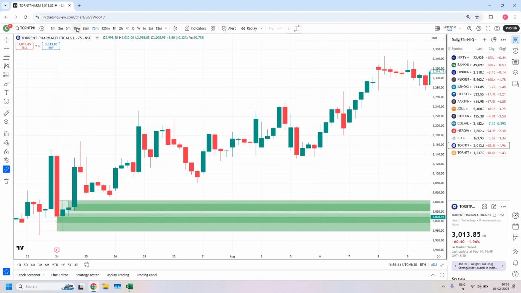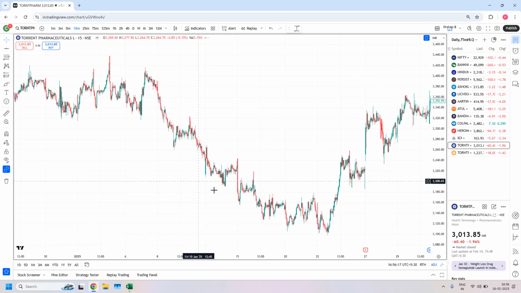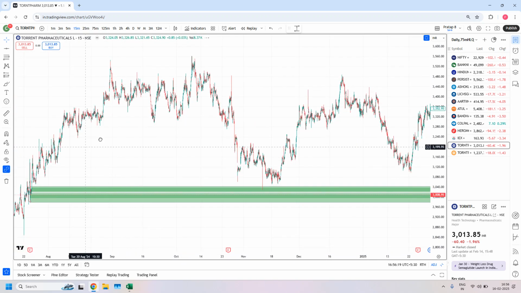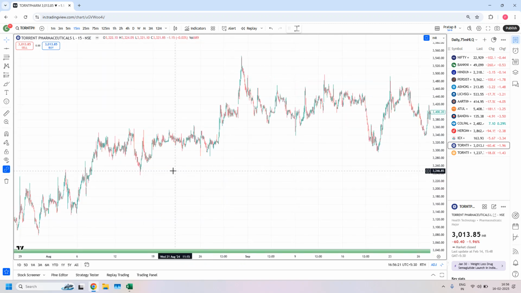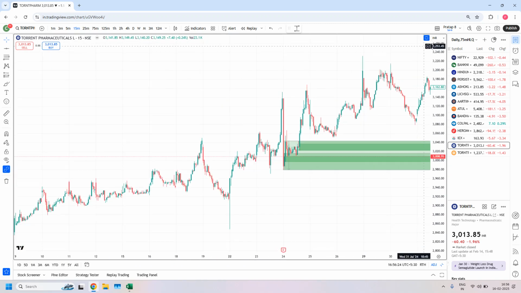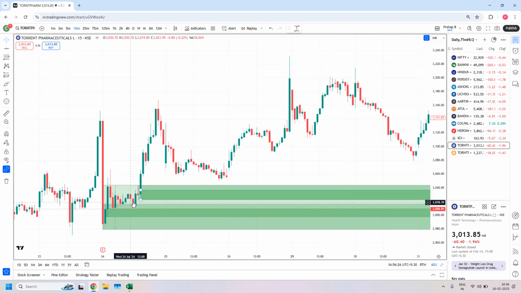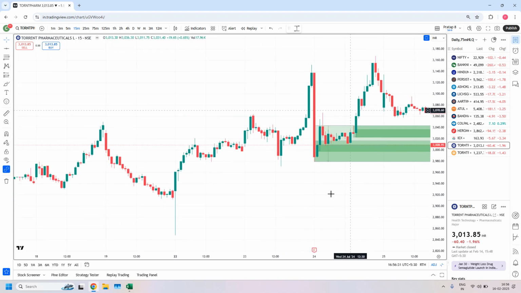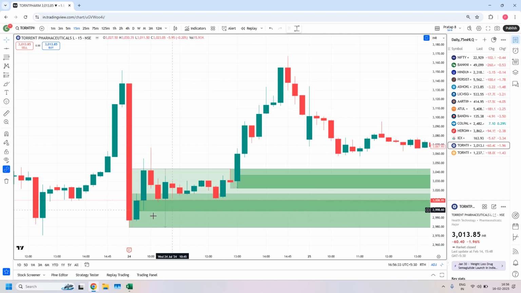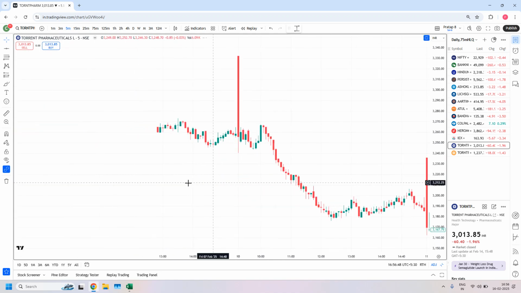This 75-minute zone is fine-tuned with the 15 minutes time frame. We have a rally base rally, the 15-minute zone. We have a drop base rally. And these two are fine-tuned with the 5 minutes time frame.